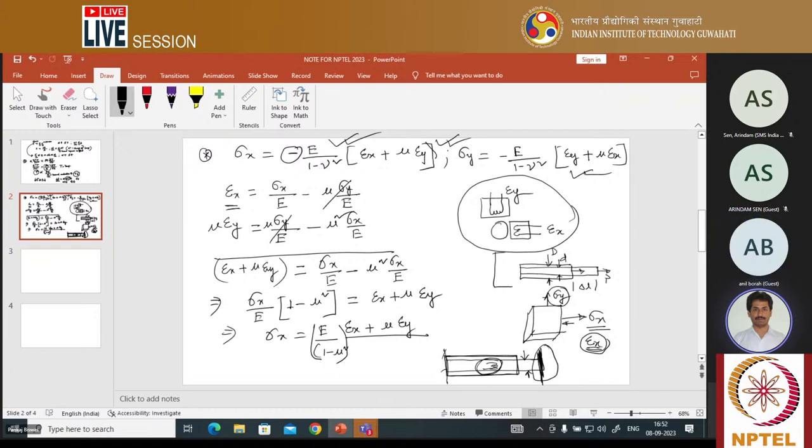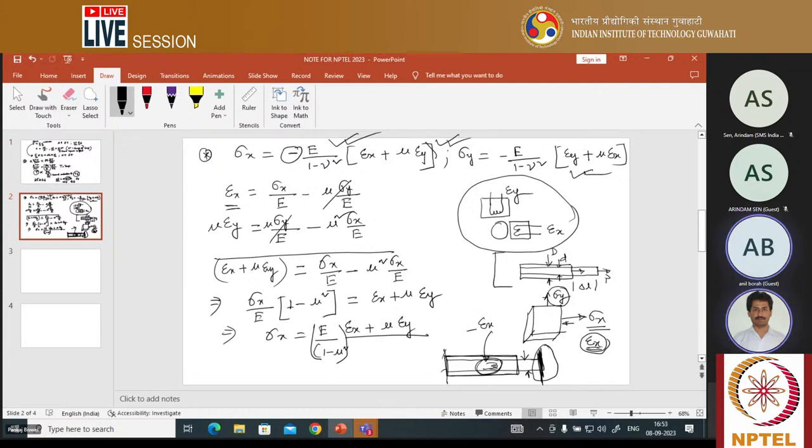But once you release this support, then what happens? It returns back to its original position, so your bar will contract. Due to this contraction, whatever strain gauge is there will also contract, because it is pasted generally over the surface of the body. So if it contracts, what type of strain will it give?